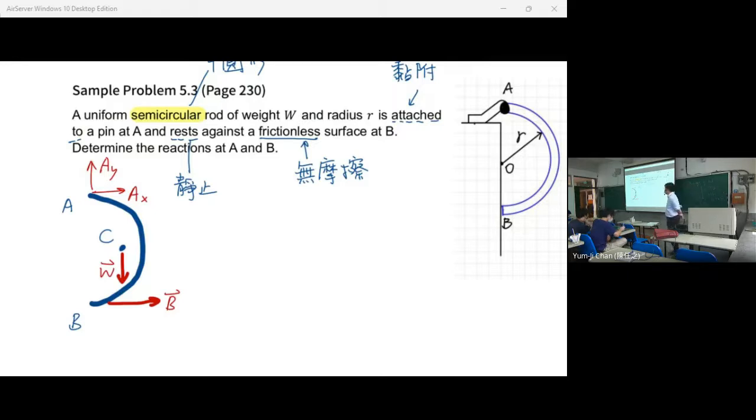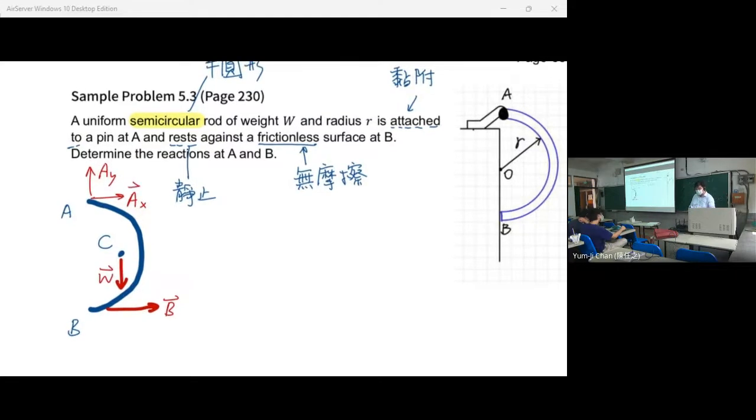Of course, you can. How many equations do we have? We have three equations and three unknowns, right? We have Ax, Ay, and B. So of course you can work from here and determine Ax, Ay, and B. This is perfectly okay in examination.